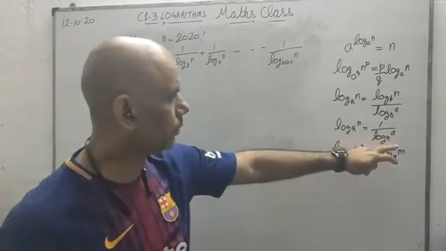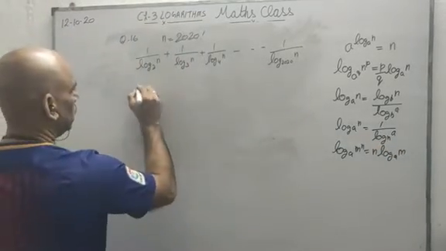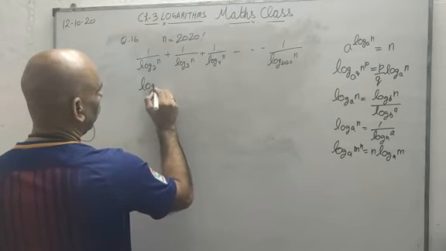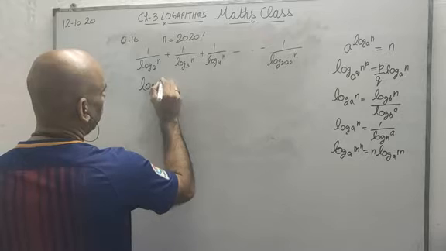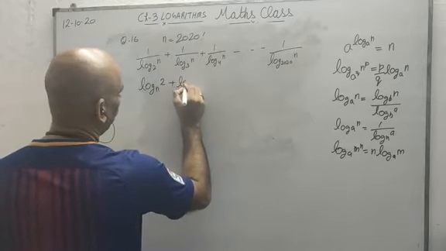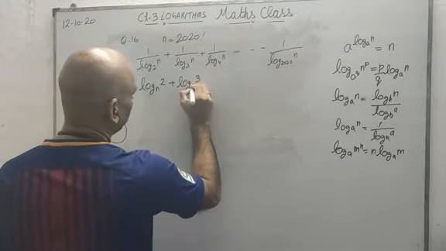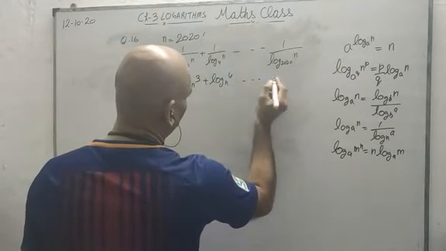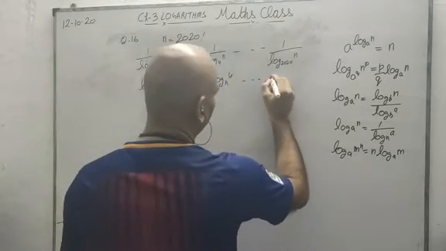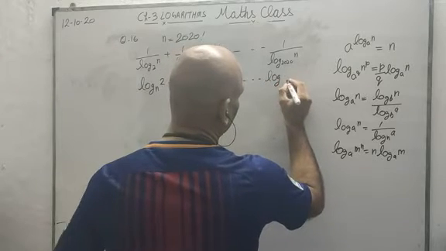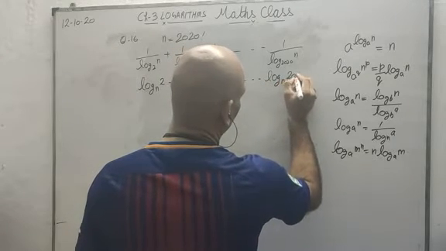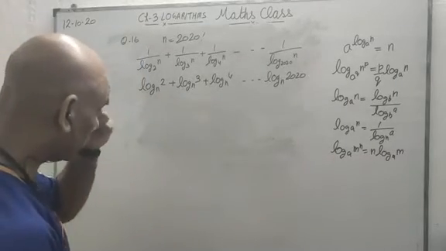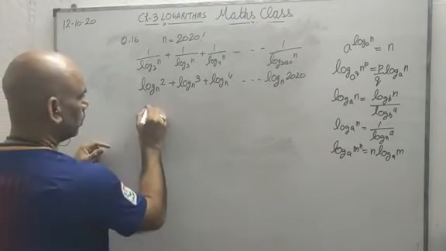So by this formula we can change the base. In that case what will happen? Everywhere the base will be n: log 2 base n, log 3 base n, log 4 base n. What I have done is taken the reciprocal, and the reciprocal changes the base and the number, up to log 2020 base n.